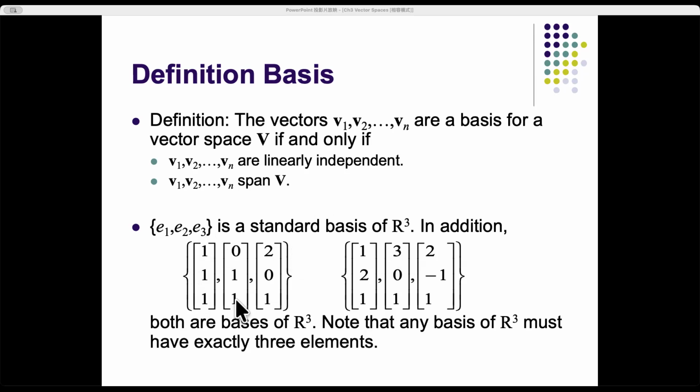The important thing is to show that the determinant of the matrix formed by these three column vectors is non-zero. Same thing here. You need to show the determinant of the matrix formed by these three column vectors is non-zero. If that's the case, first, these three vectors will be independent. Second, you can use these three vectors to span any vector in R3.